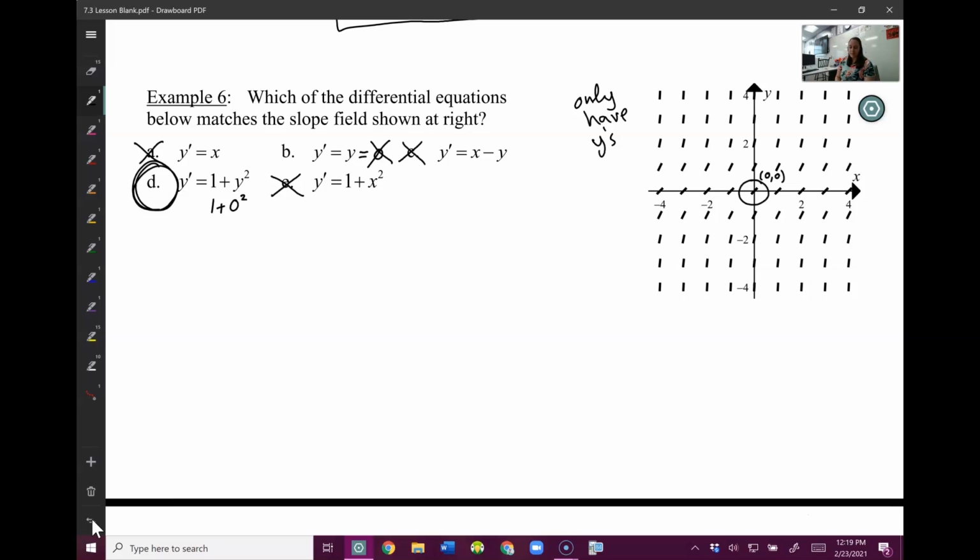And you could do the same thing here. Plug in 0, 0, it'd be 0 minus 0. Doesn't fit. Plug in 0, 0, you get 0. That doesn't fit. And then this would be the only other one that might fit. So you pick another point and see which one works. So it's really just kind of a guessing game of narrowing down by plug and chugging points in to see which one fits this slope field.